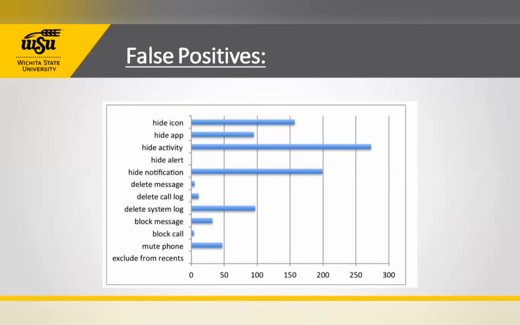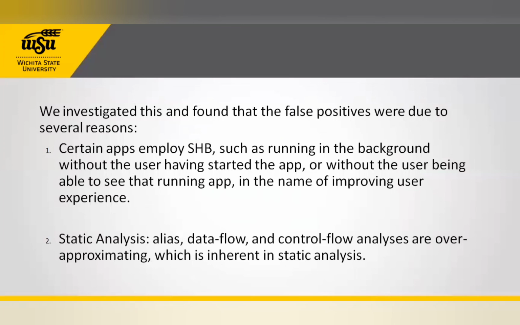To better understand the cause of false positives, we grouped them by self-hiding behavior. The self-hiding behaviors hide activity, hide notification, hide icon, hide app, and delete system log generated the most false positives. We investigated this and found that certain apps employ a self-hiding behavior, such as running in the background without the user having started the app, and without the user being able to see the running app, in the name of improving user experience.